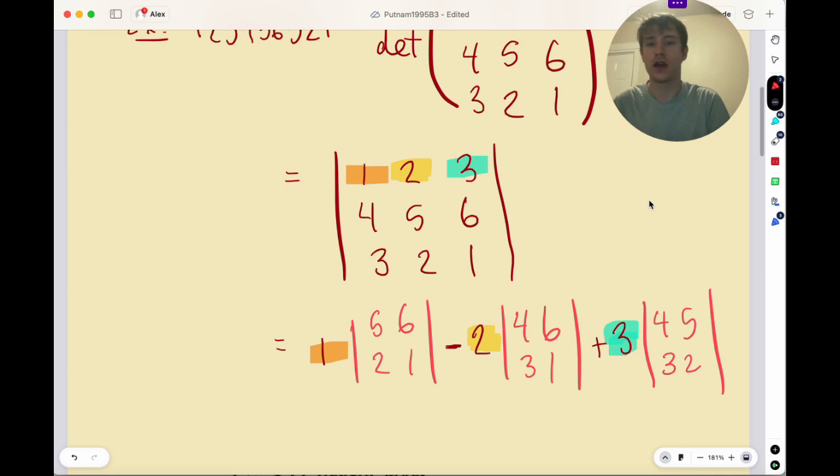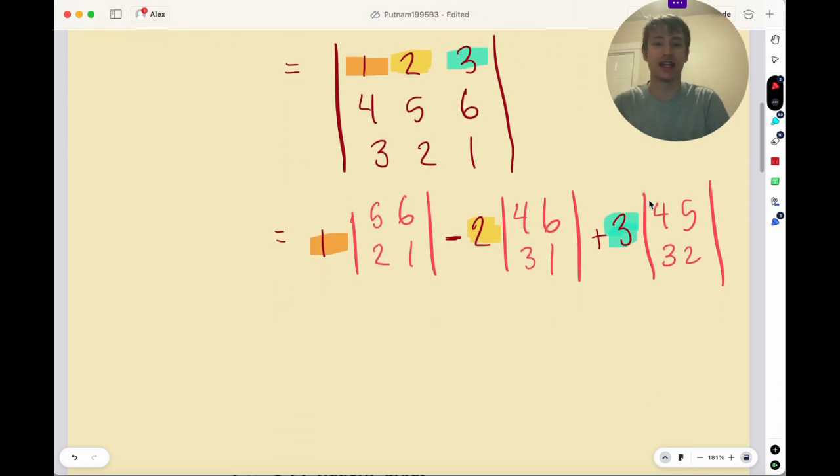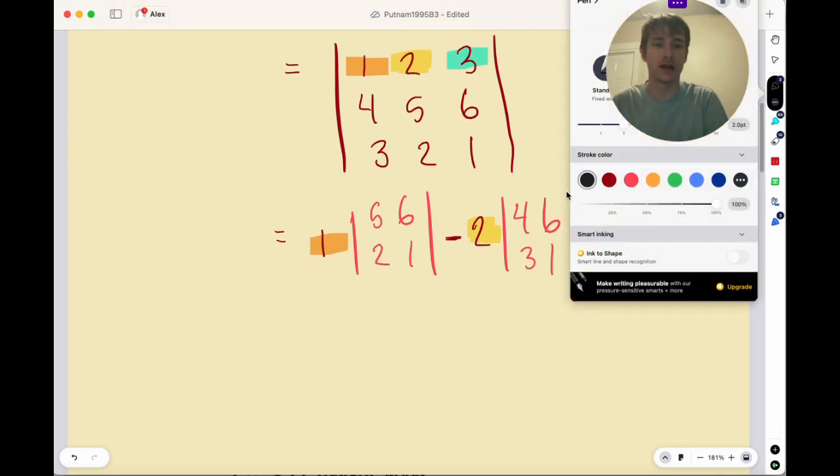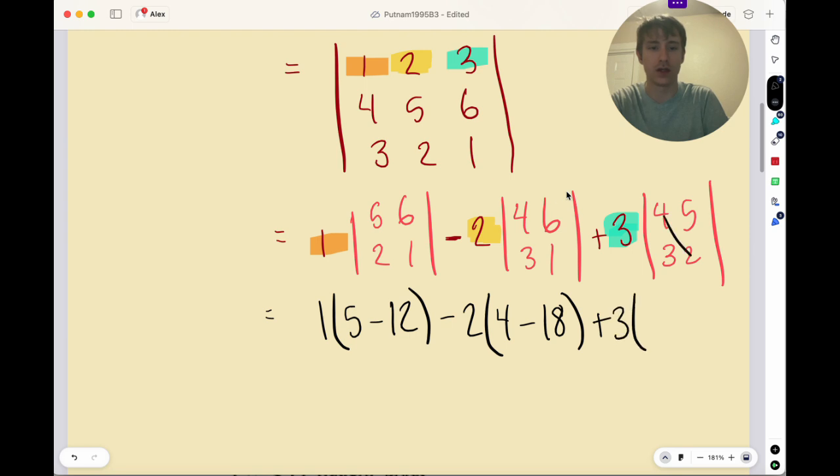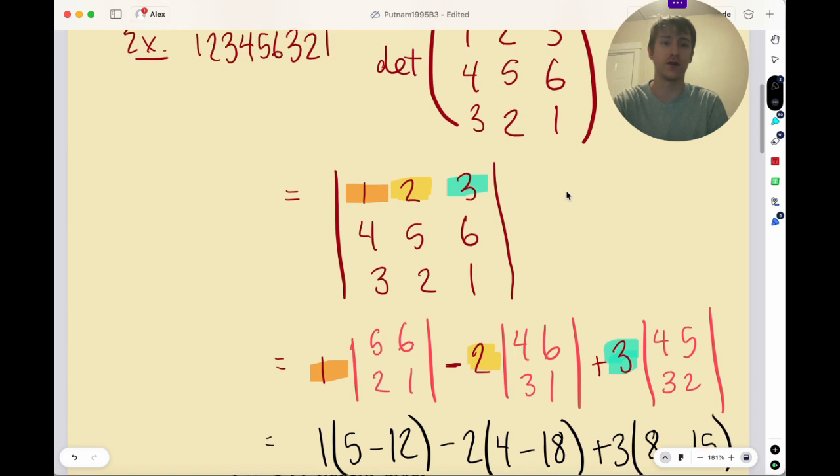And then the idea is that you should be able to find these determinants. So this is 1 times, 5 times 1 minus 6 times 2, minus 2 times 4 times 1 minus 6 times 3, plus 3 times 4 times 2 minus 5 times 3. And then you can simplify it from there. So that's an example of how it would work for a 3 by 3 matrix.